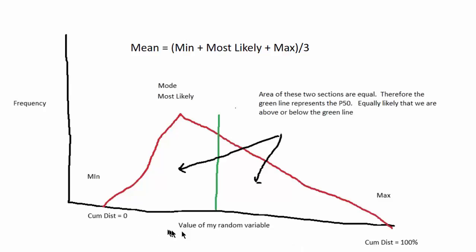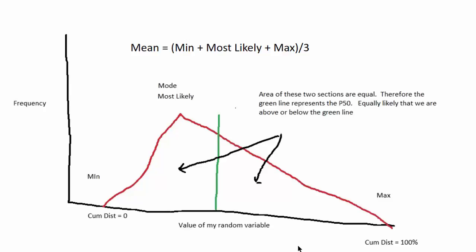So we have the value of some random variable down here on the x-axis, and the frequency, how often does that happen, on the y-axis. We have a minimum value, a maximum value, and a most likely value, or it could be the mode if you're happy with that term. And it's a straight line here and a straight line here between those points.